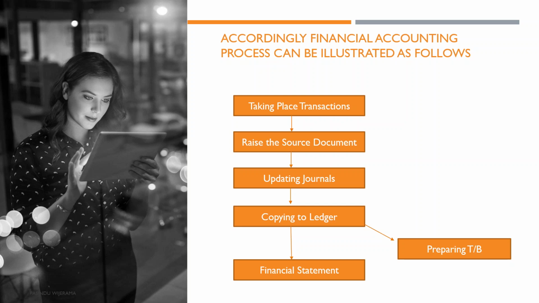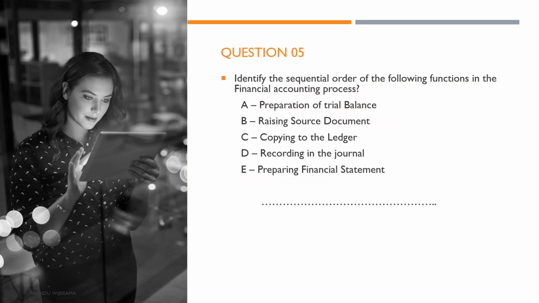But the trial balance you identified usually apart from the ordinary process. I'll tell you the reason later. Right. Okay. Now you all can answer this question. Question number 5. Identify the sequential order of the following functions in the financial accounting process. All of you should send your answers. Just mention A, B, C, D in order.